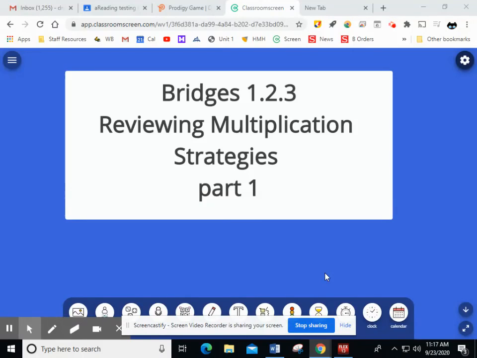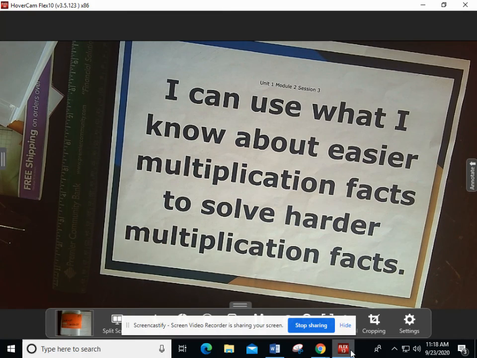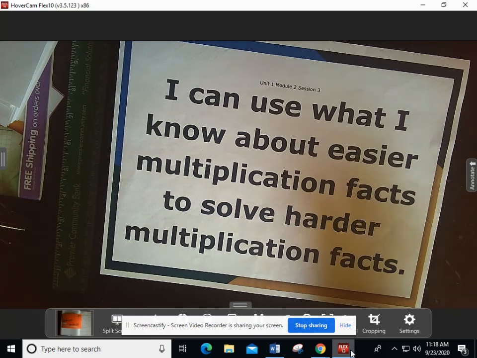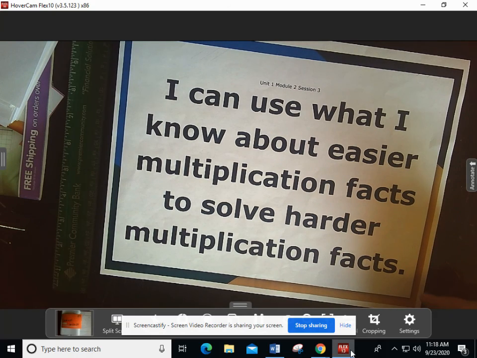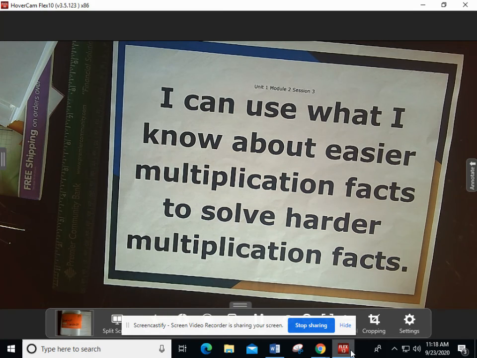Hello there. We are just going to get started on the beginning of this lesson before we run out of time. So we're starting on reviewing multiplication strategies. Today we're going to start by working with our multiplication tables. And if we think about our lesson for today, we can use what we know about multiplication facts to solve harder multiplication facts. And that's really what this lesson and the game that we're going to learn are all about.